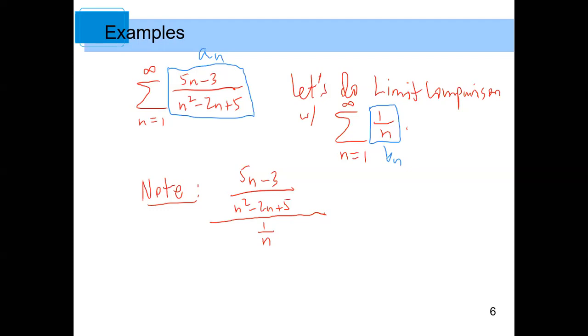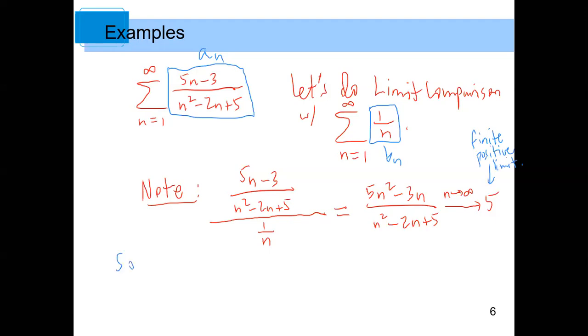And if the n flips upstairs, what do we get? Isn't it going to be like 5n squared minus 3n, because the n would multiply by that numerator? And downstairs, I would get n squared minus 2n plus 5, right? What does that limit to as n goes to infinity? 5, which is finite and positive, yes? That's what limit comparison said, right? This is a finite positive limit. Finite positive limit, right?